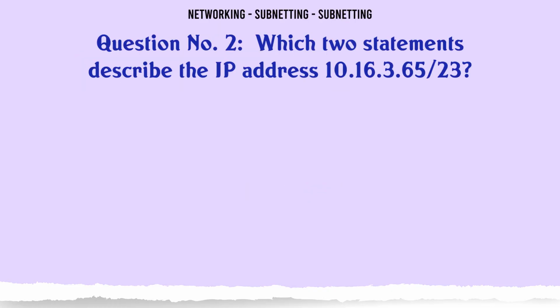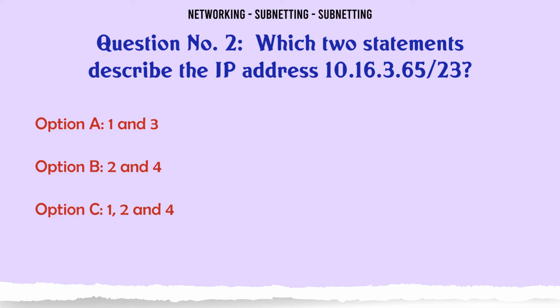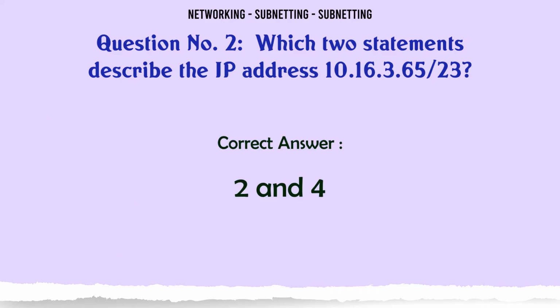Which two statements describe the IP address 10.16.3.65/23? A. 1 and 3, B. 2 and 4, C. 1, 2 and 4, D. 2, 3 and 4. The correct answer is 2 and 4.